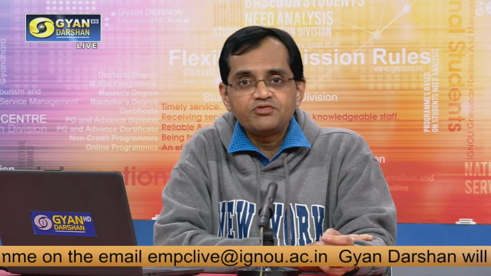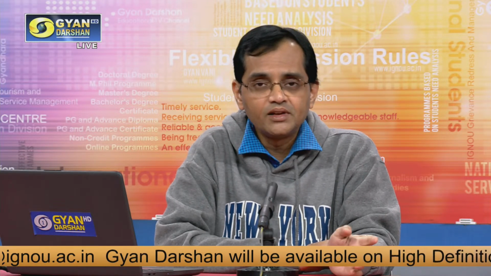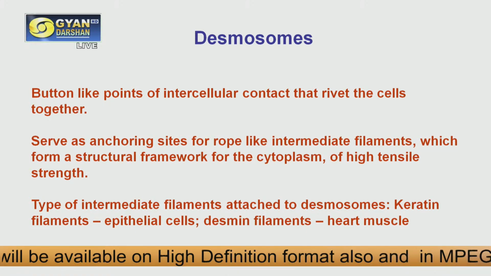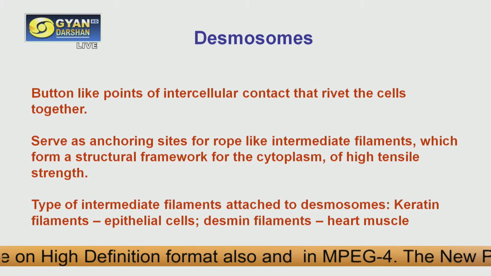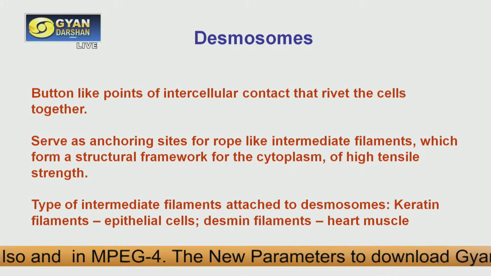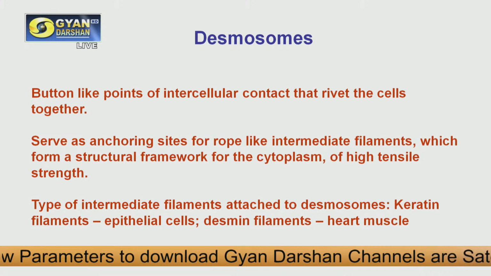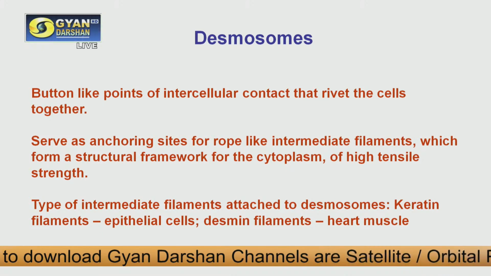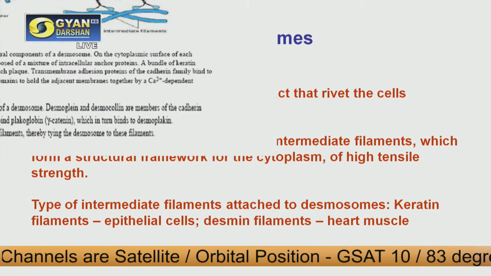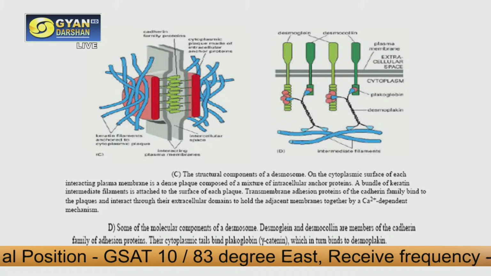Now, in the case of intermediate filaments, the terminology is different, for example, as I said, in desmosomes and hemidesmosomes. We are now not talking of actin, we are talking of the intermediate filaments. There also you will find some button-like points of intercellular contact, and they help as anchoring sites for the rope-like intermediate filaments. But in this case, the structure is more or less similar.